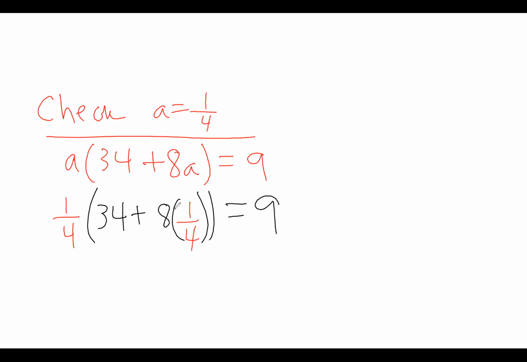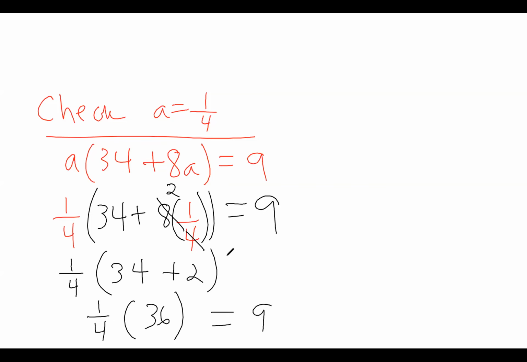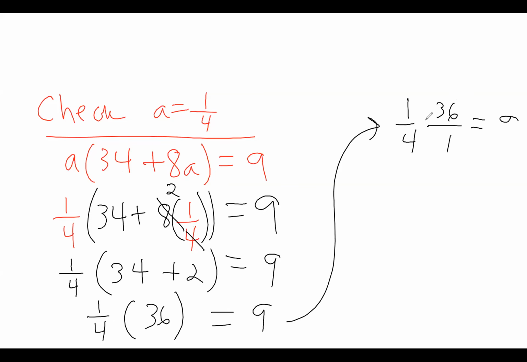So in the parentheses, 34 plus 8 times 1/4. Let's do the 8 times 1/4. Reduce that, dividing by 4, you get 2. So 34 plus 2 is in the parentheses, and then 1/4 is on the outside. 34 plus 2 is 36. So I have 1/4 times 36. If I write that out, 1/4 times 36 over 1. 36 divided by 4 is 9. So we get 9 over 1 equals 9, which is definitely true. 9 equals 9. And there you go.